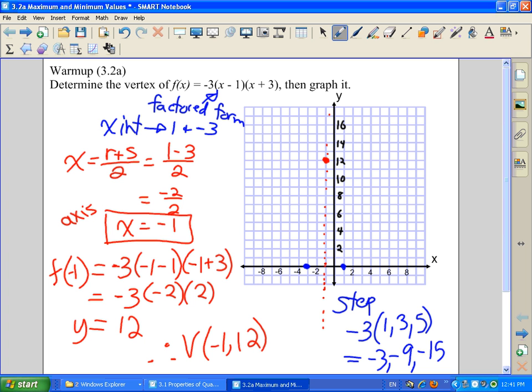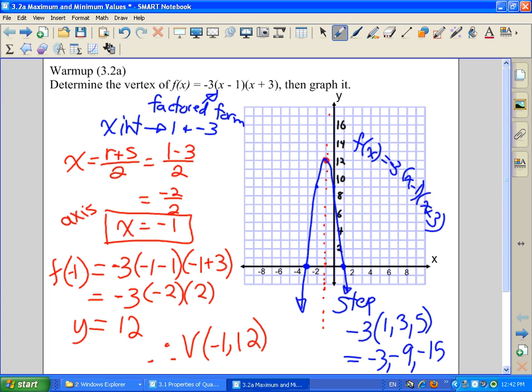So from your vertex, you go over 1, down 3, over 1, down 9. Other direction, over 1, down 3, and down 9. Okay, so it's more narrow because it is a vertical stretch by a factor of 3. And again, you write down your expression, f at x equals -3, x minus 1 times x plus 3. Again, that's our warm-up. If you need any help with that, let me know.